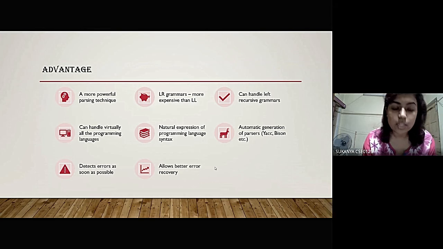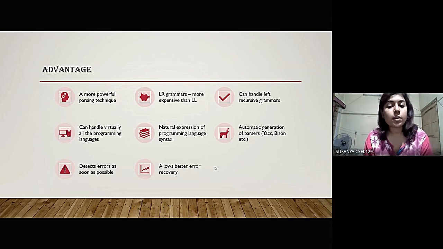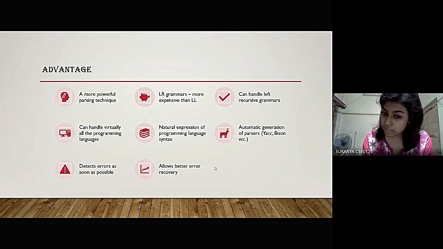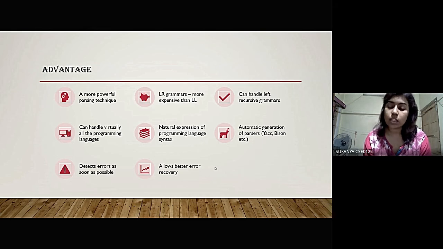Bottom up parsing advantages. First of all, it is a more powerful parsing technique. Second, LR grammars are more expressive than LL. Third, it can handle left recursive grammars. Fourth, it can handle virtually all programming languages. Next, it gives natural expression of programming language syntax and allows automatic generation of parsers like Yacc, Bison, etc. It detects errors as soon as possible, and it allows better error recovery.